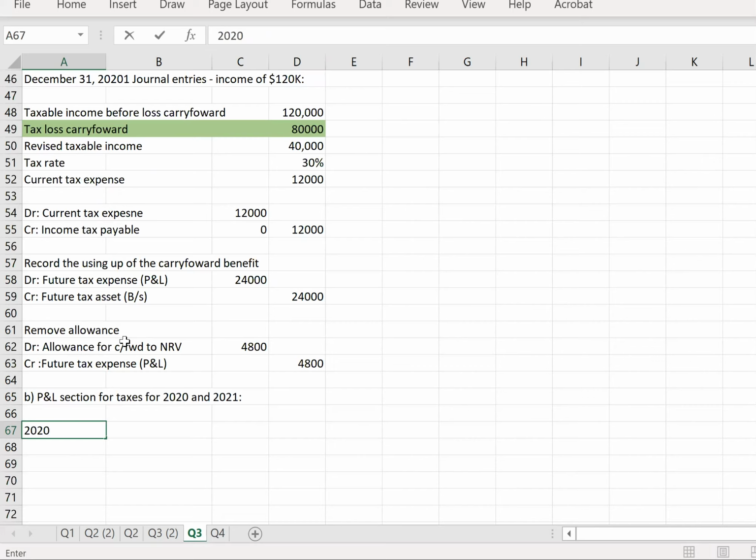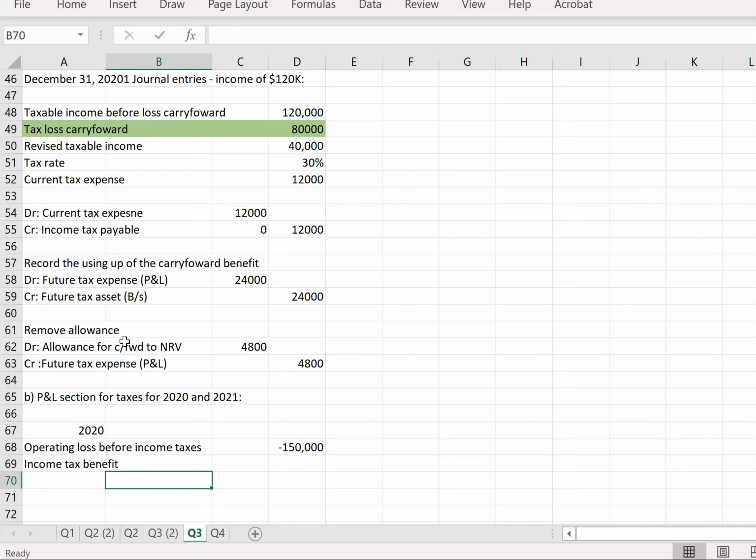So let's go 2020, operating loss before income taxes. Remember, we had a loss here of 150,000. And then now we're going to have our income tax benefit section. We've got two pieces to remember. Remember, in 2020 is when we had our loss. So we're going to have two benefits to record. We've got the current benefit due to loss carryback, and then we've got the future benefit due to loss carry forward.